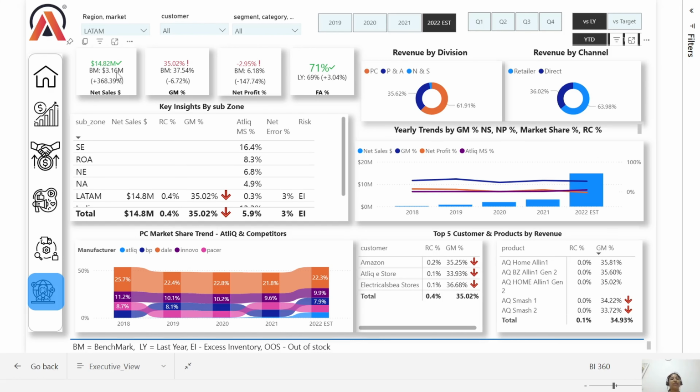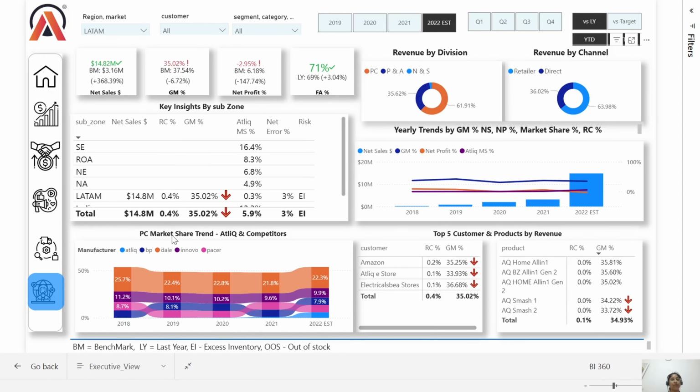Compared to last year, this year we have improved net sales, but we have a decrease in GM percentage and net profit percentage. We already discussed that Latin America is a new place to launch the AtliQ business. So that is the reason we spent more on total expenses and total COGS. Then moving to the forecast accuracy, compared to last year, this year we have improved, which means our data is more reliable. You have to see the risk column here. Our forecast this time is excess inventory, not out of stocks. Then the GM percentage is falling down.